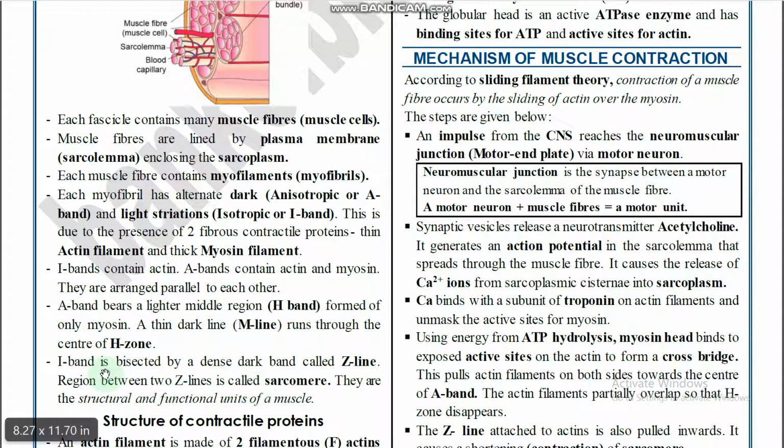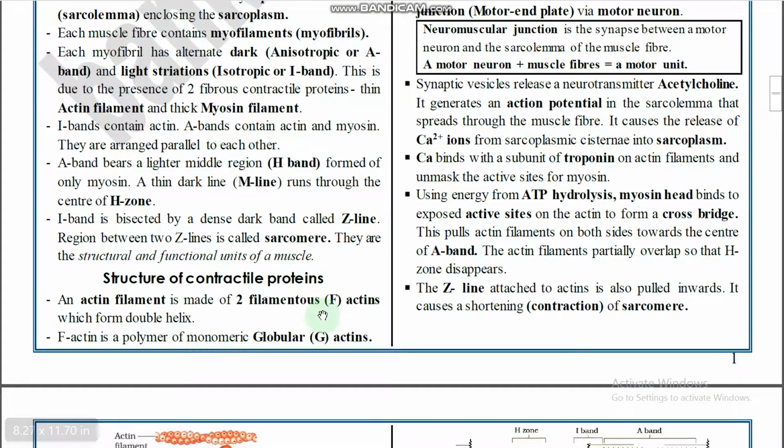So what is the Z line? The I band is bisected by the Z line, meaning in the middle of the I band the Z line is present. Clear? Right. And next, the structure of contractile proteins. This is also most important. There is a 100% chance of one question from this topic in the NEET examination, right?